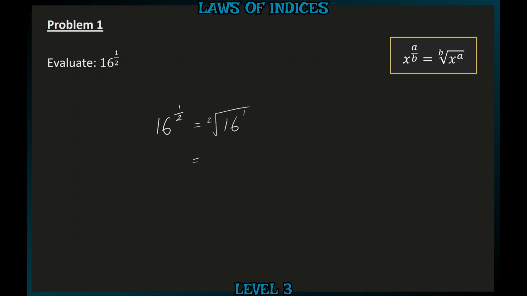Now the square root of 16 is 4, and we still have our power of 1 here, but 4 to the power of 1 is just 4, and that's the answer to problem 1.